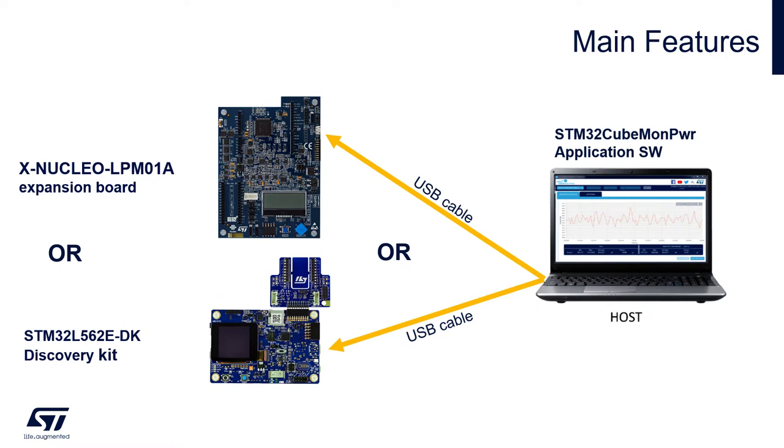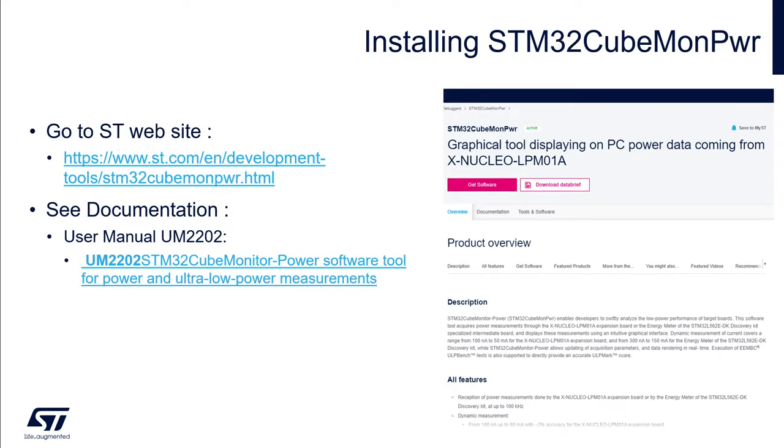STM32 Cube Monitor Power software runs on your host machine, displaying graphically the dynamic power consumption of your application. It interfaces with the hardware PowerShield board, like the X-NUCLEO-LPM01A expansion board or the STM32L5 Discovery Kit, to acquire dynamically the power consumption. For installing the STM32 Cube Monitor Power tools, you will find all documentation on the ST website, such as the user manual with all information on it.